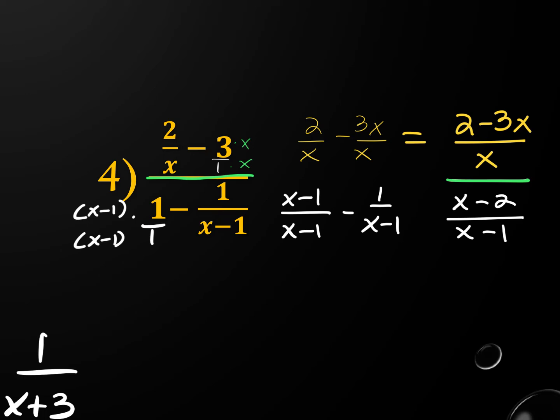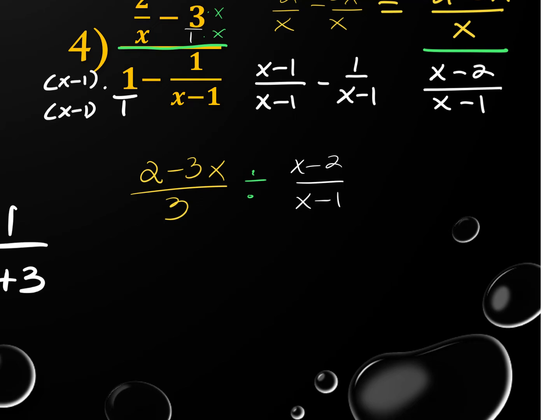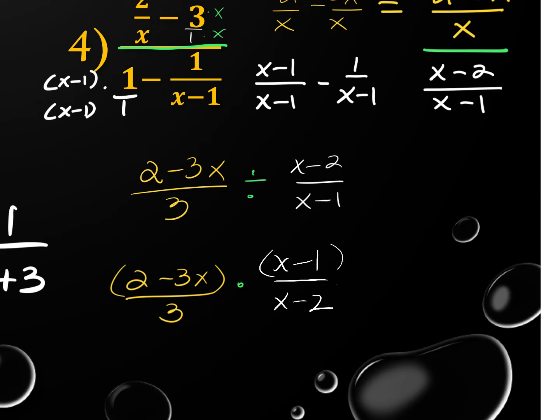Now I can do the keep, change, flip. So really what my problem is, it's going to be the yellow divided by the white. Keep, change, flip it. The white gets flipped, so make this x minus 1 over x minus 2. The yellow stays the same. And now I'm going to look for things to simplify. However, remember all of this is attached and these are attached. So nothing simplifies here.